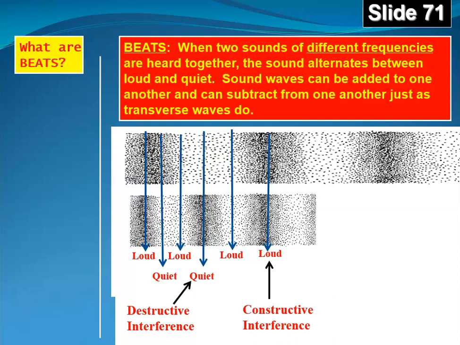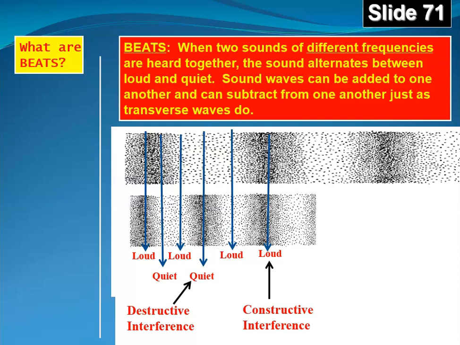What are beats? Beats are when two sounds of different frequencies are heard together. The sounds alternate between loud and quiet. Sound waves can be added to one another and can subtract from one another just as transverse waves do.